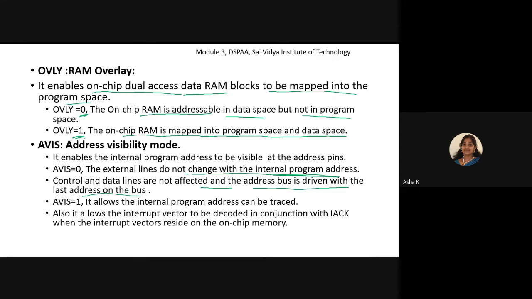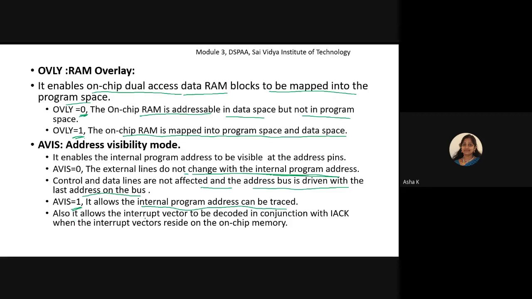Based upon that, the processor is going to drive that particular bit. If AVIS is equal to 1, address visibility mode is equal to 1, it allows the internal program address to be traced. I can trace the internal program address where my program is residing, so how it is performing the operations can all be done with the help of this particular bit.